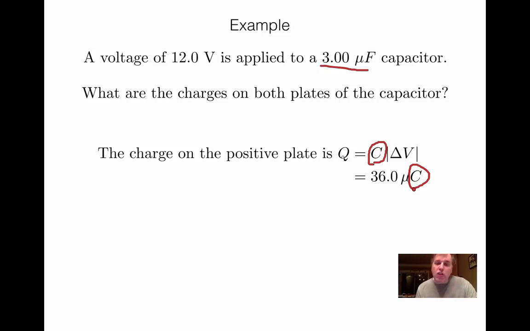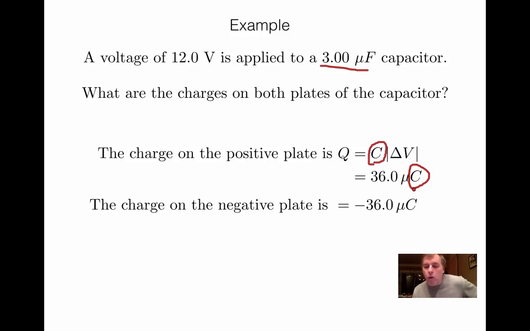Okay, now this is the charge on the positive plate. What's the charge on the negative plate? Well, it's simply equal to minus the charge on the positive plate. So it would be minus 36.0 microcoulomb. So this is the simplest type of question involving a capacitor. You connect a certain voltage, you have the capacitance, what's the charge? And that's it. You just apply the basic equation Q equals C delta V.